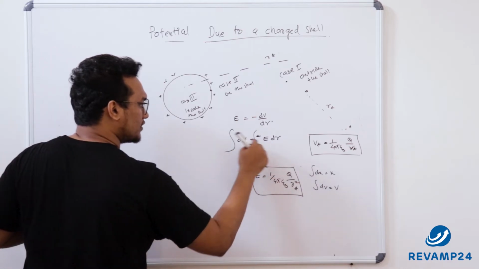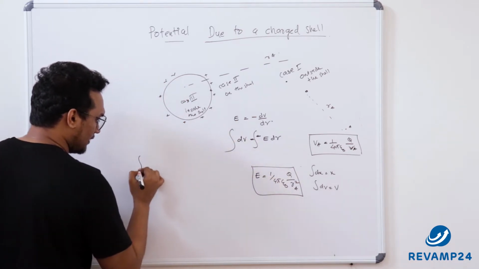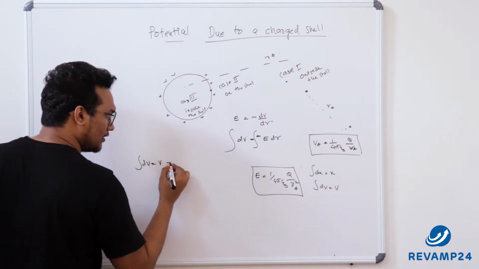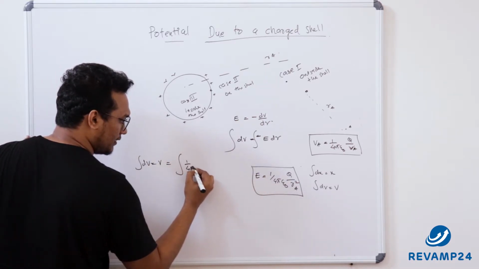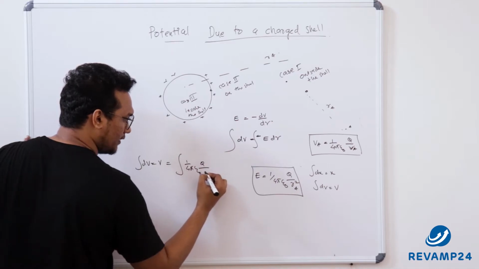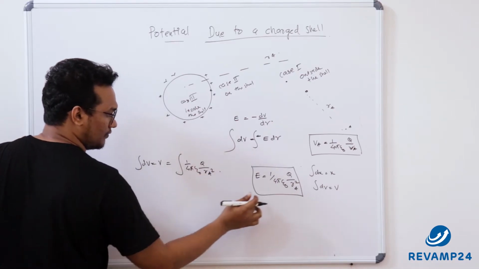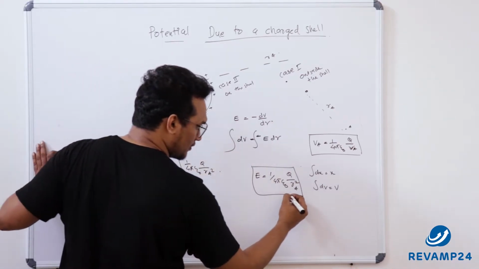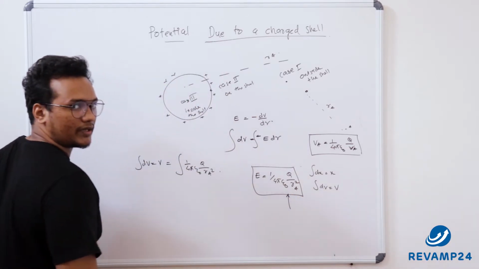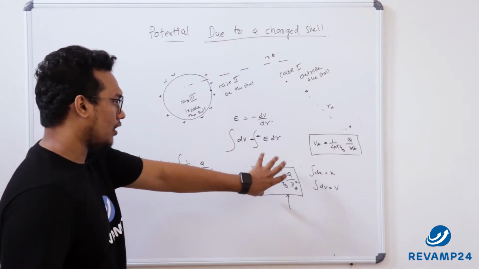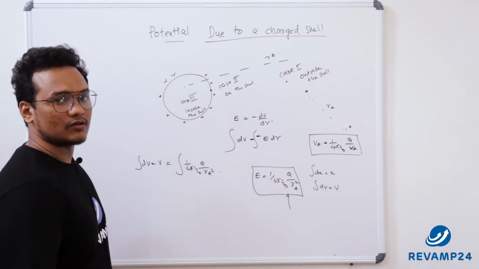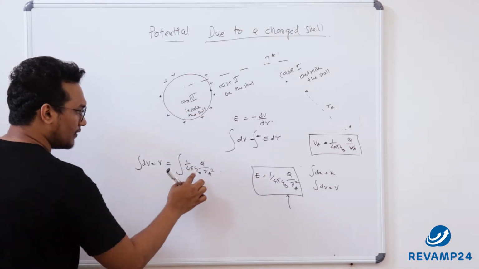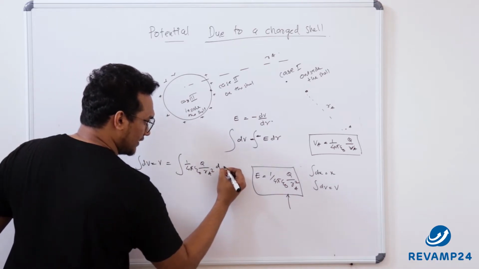Now I am going to substitute this equation here. So integral dV is equal to V, which is equal to the integral of the electric field, 1 by 4 pi epsilon 0 q by r square. Now this has been derived with Gauss's theorem. So if you don't know how we got this equation, go back to chapter 1 and get this done. Now this into dr.